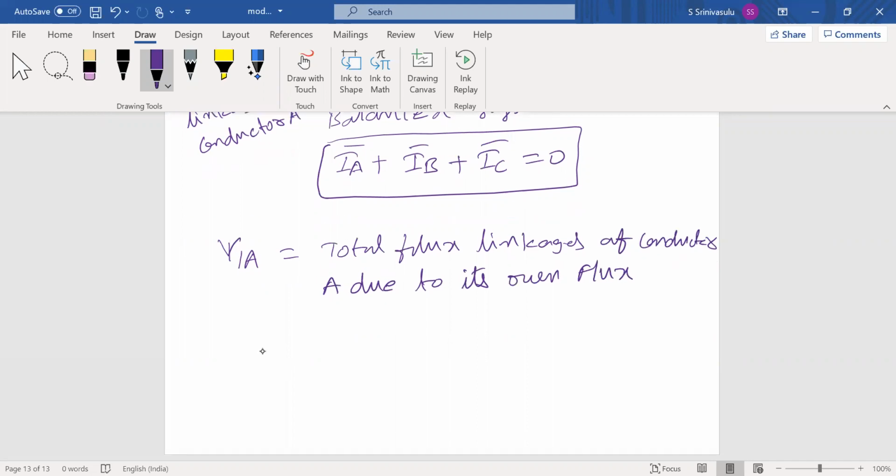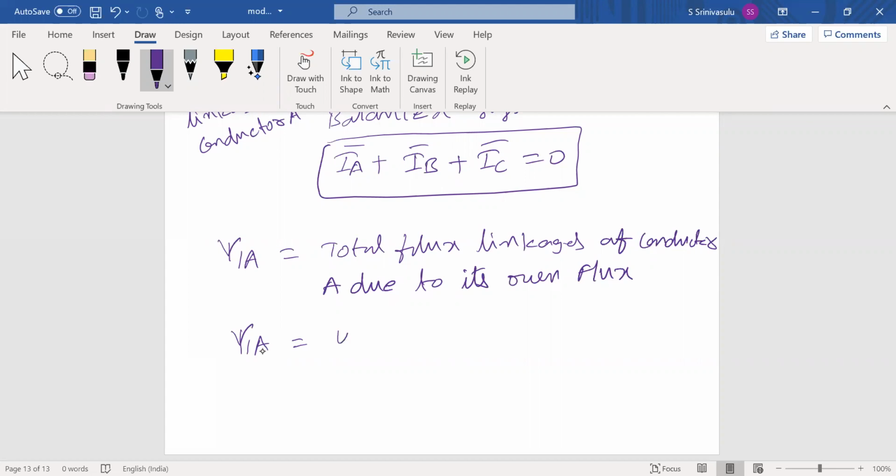Now I can write directly from the previous class where we discussed the total flux of a conductor. Two fluxes are created, internal flux linkages and external flux linkages. We had already derived one formula: the total flux linkage of any conductor equals internal flux linkages plus external flux linkages. Already we derived that one. You have to go to that video in the recorded session, and from that I can write the formula directly.